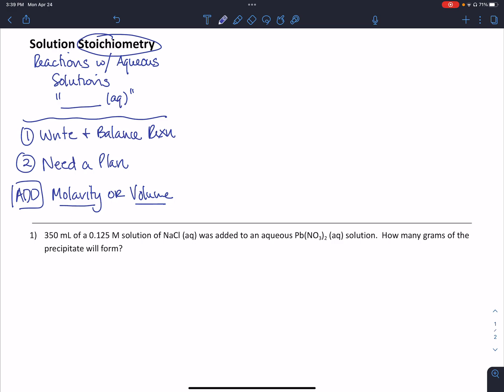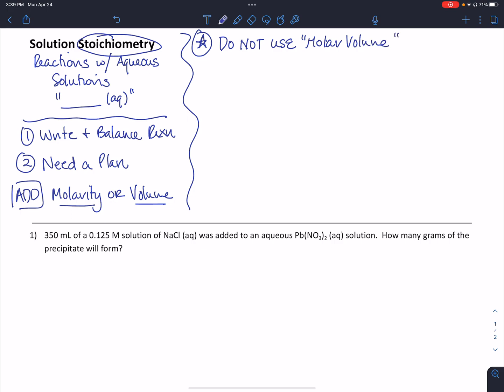All right, before I write the map out, I want to make one point very clear. Do not use molar volume for these problems. All right, remember molar volume equates the amount of gas in 1 mole of that gas under STP conditions. That is very different than using molarity to move between volume and moles of an aqueous solution. So if you take nothing else from this video, take this away. Do not use molar volume.